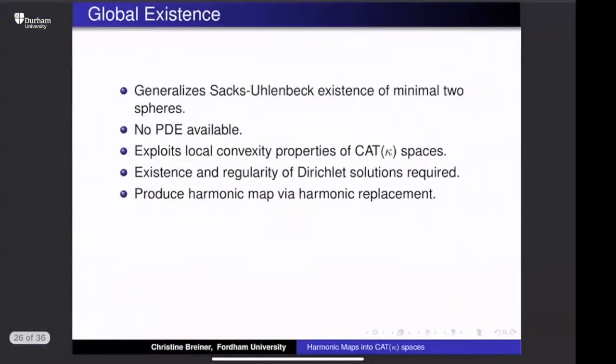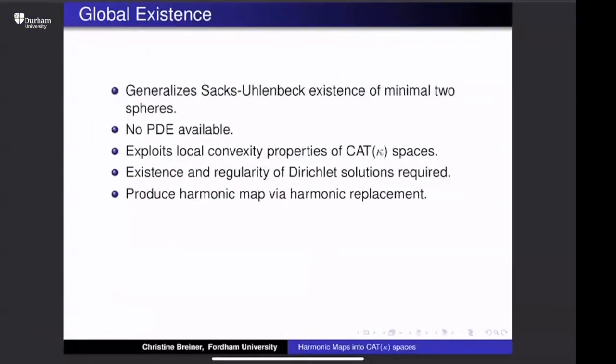So this global existence, as I said, generalizes Sachs-Uhlenbeck existence of minimal 2 spheres, but of course we don't have a PDE available. So it's a completely different strategy. Really what we're doing is we have local convexity for CAT(kappa) spaces, and that lets you get convexity of the energy functional. So you can get Dirichlet solutions, the existence of Dirichlet solutions. And then the regularity also comes from finding these weak differential inequalities that are, again, exploiting this convexity. And so you have existence and regularity of Dirichlet solutions.